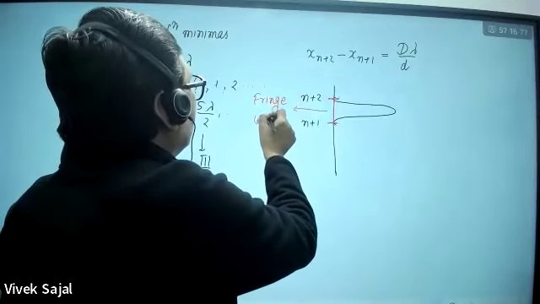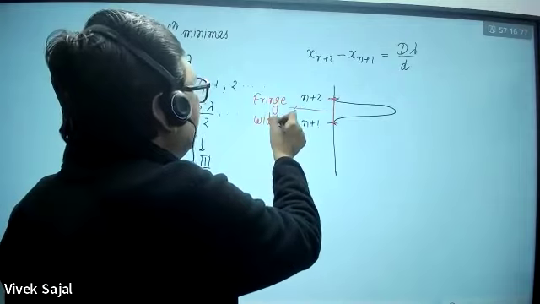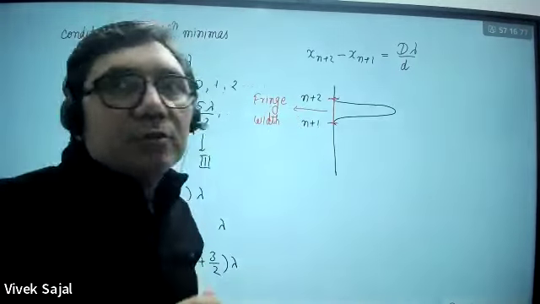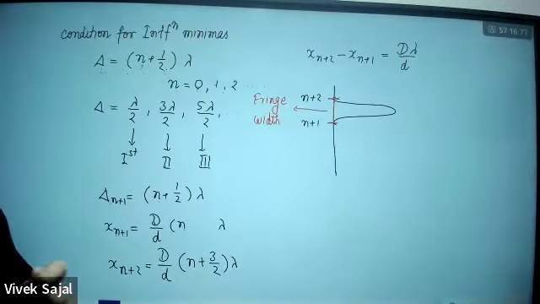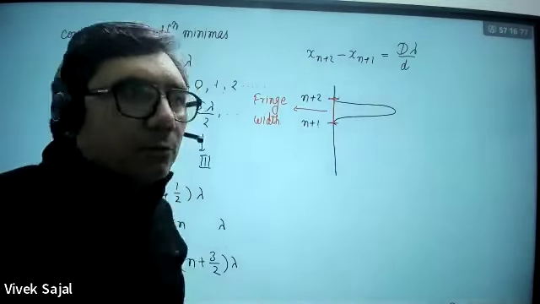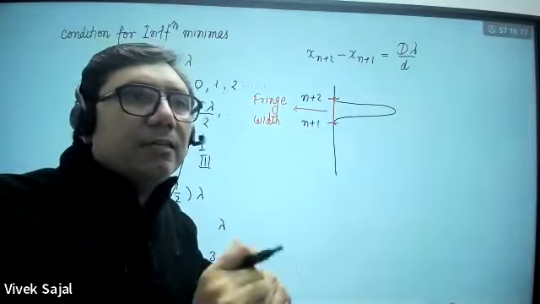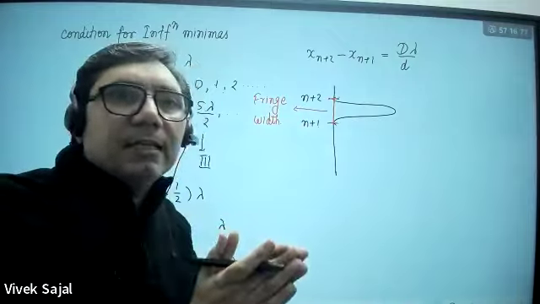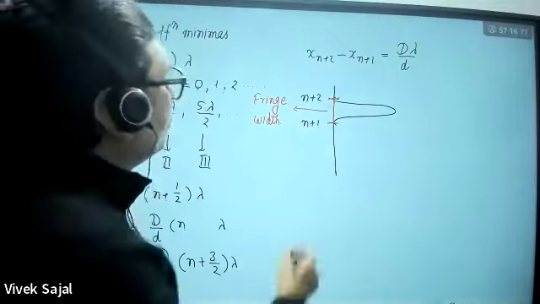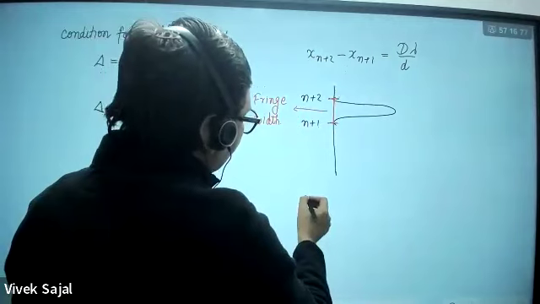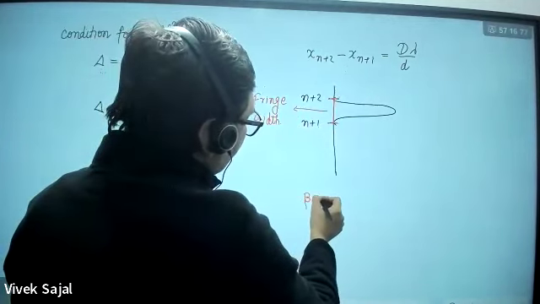Fringe width. So what is fringe width? Fringe width is the separation between two successive minima which are surrounding a maxima. So the separation between them is called the fringe width. We call it beta.